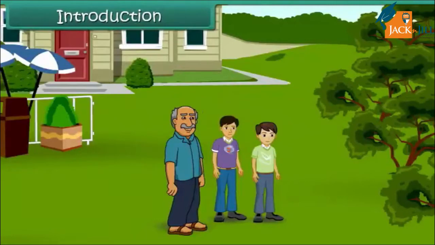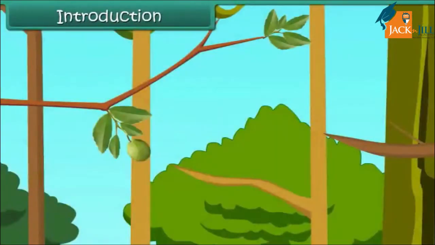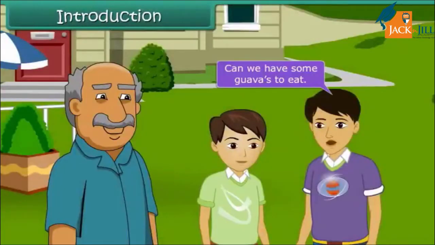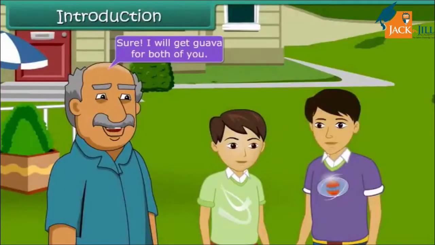Shyam and Ram are at their uncle's farmhouse. They are playing around the trees. They are happy to see ripe guavas on the tree. Uncle, can we have some guava to eat? Sure, I will get guava for both of you.